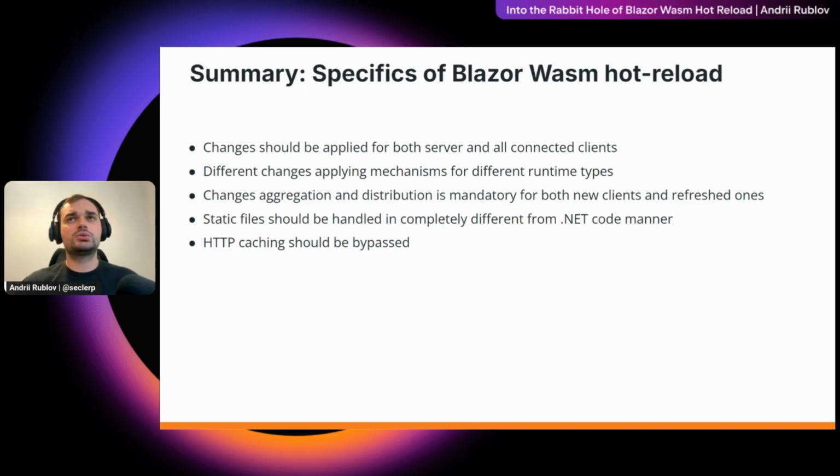First of all, changes should be applied to both the server and all connected clients. Different applying mechanisms for different runtime types, because we have Core CLR and we have Mono. Delta aggregation and distribution is mandatory for both new clients and refreshing ones. So we need to keep all clients in sync with all changes, actually. Static files should be handled in a completely different manner from .NET Core. And of course, HTTP caching should be bypassed, as we talked about a second ago.